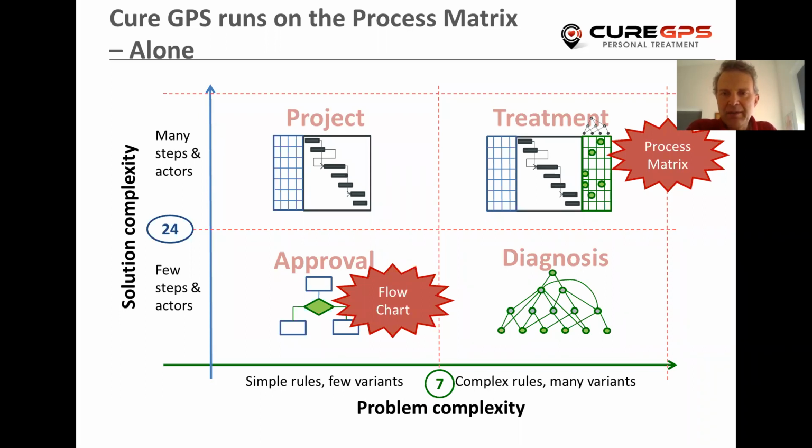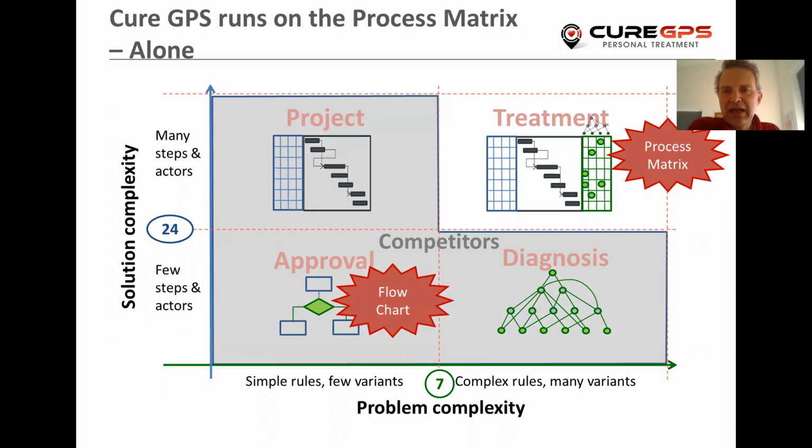So the model I'm about to explain is the process matrix. It includes the flowchart as a special example, but it extends it widely. And we are the only company that has a workflow engine that has the process matrix as its model. All the competitors have either flowchart or project management tools or diagnosis tools or rule engines alone, without the ability to devise a project and update it on the run.